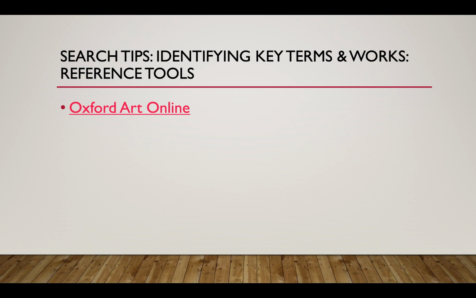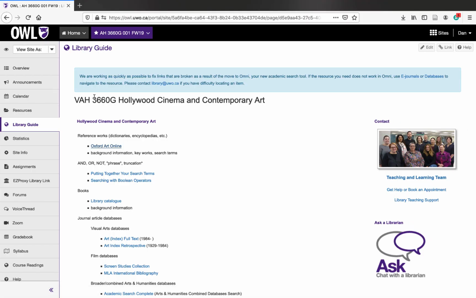So the first one we're going to look at is Oxford Art Online, and you can get to this through a page that I put together in OWL. So if you go to your OWL course site and look on the left, you'll see Library Guide. And on this page I have linked all of the tools that I'll be showing you today. Alright, so here is Oxford Art Online.